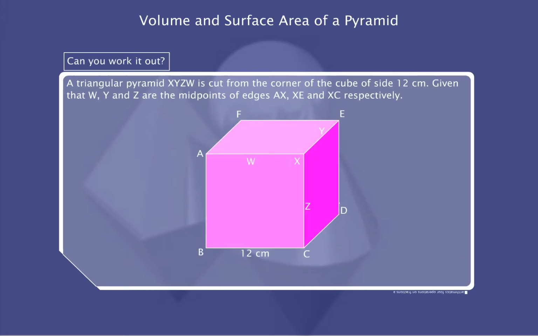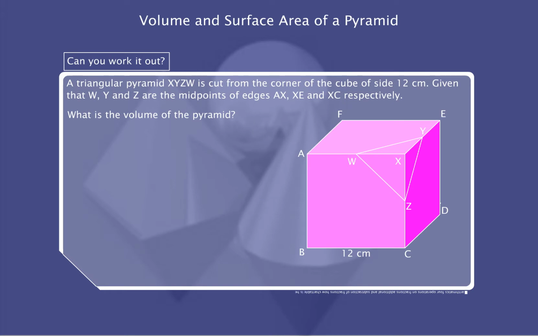A triangular pyramid XYZW is cut from the corner of a cube of side 12 centimeters. Given that W, Y, and Z are the midpoints of edges AX, XE, and XC respectively, what is the volume of the pyramid?